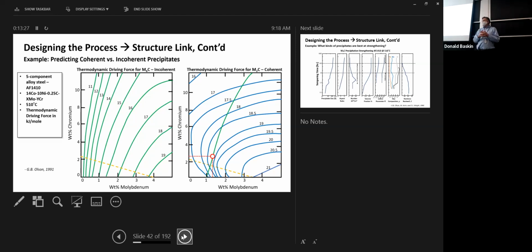So why wouldn't you take the composition that crosses the 19 contour line, but is still between the 15 and 16 contour line? Because then you would also go up in driving force for M6C carbon. I guess the message here is that the M6C carbides are better at deteriorating strength than the M2C carbides are at increasing strength. Okay, make sense?